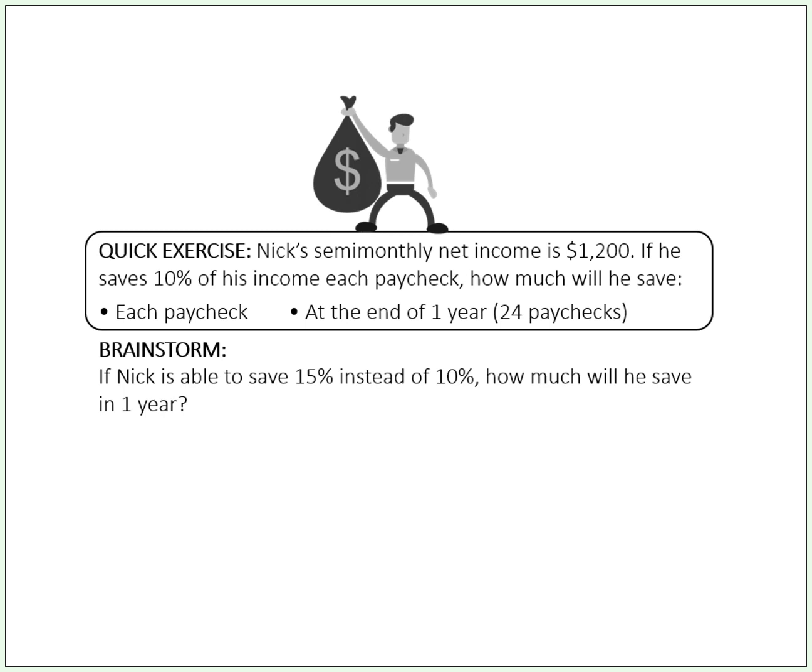So at the bottom, in the middle of that page, you have this exercise. Nick's semi-monthly, which means twice a month, net income is $1,200. If he saves 10% of his income each paycheck, how much will he save? So figure out how much 10% of that is, and then figure out how much he'll have set aside in a year, which will be 24 paychecks because it's semi-monthly, which means twice a month. All right, work through that one.